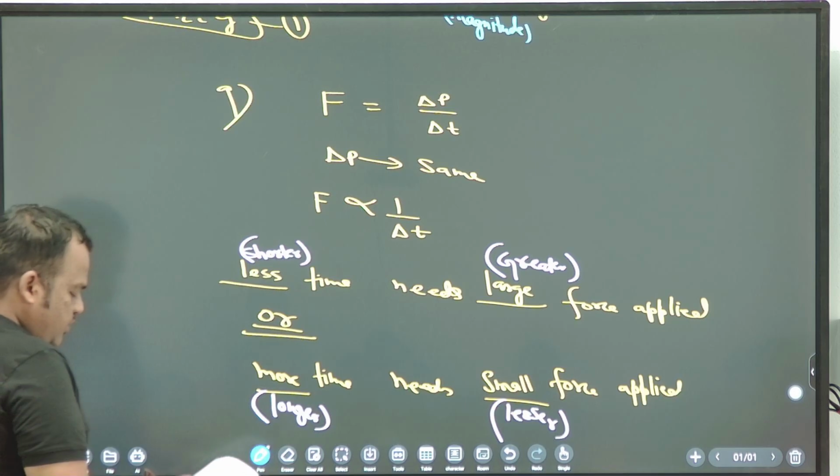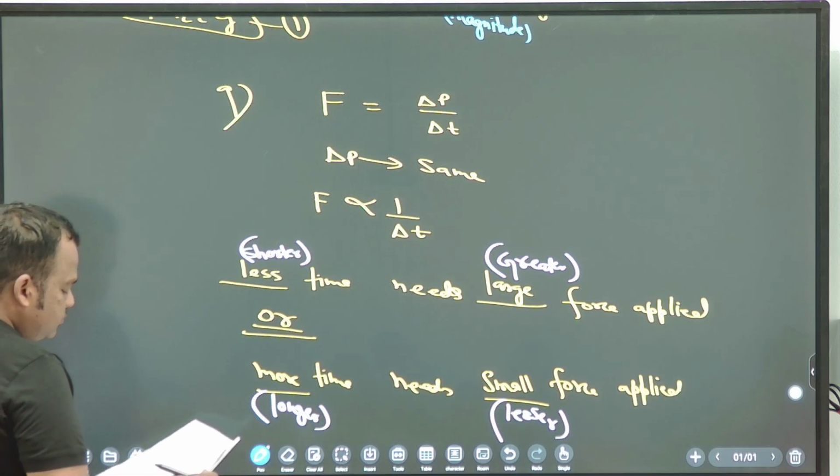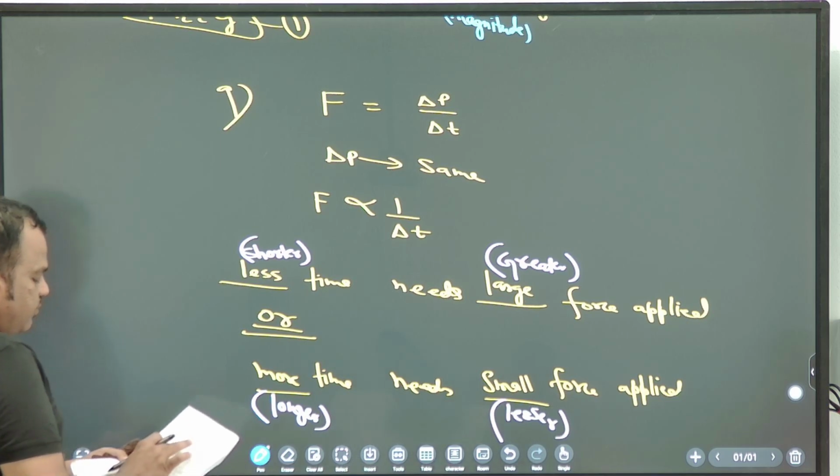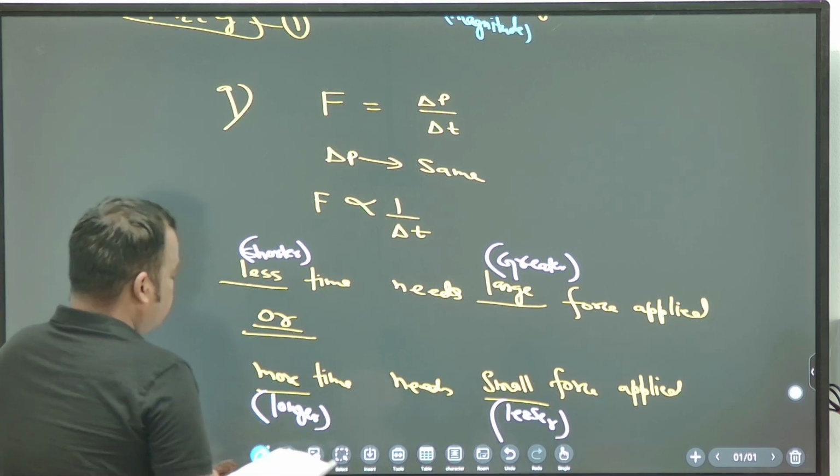So what is correct? Which option? Both are correct. Both 1 and 2.